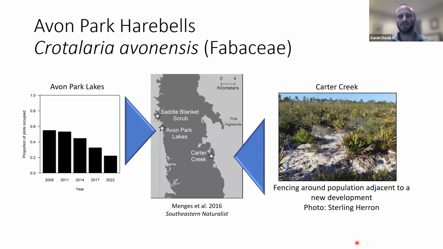It really restricts the ability to get fire in. So fire is going to be a really important theme throughout this talk. It's incredibly important to the management, and when you start having development, that will really restrict the ability to actually implement fire. But we've been working to help save this species.